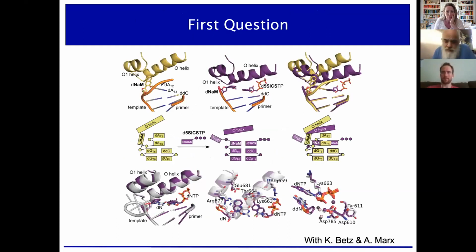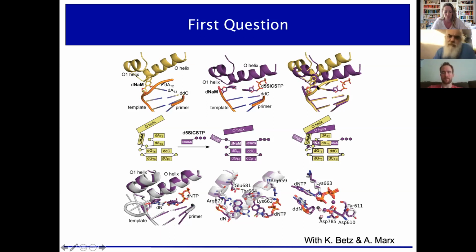So we collaborated with Andy Marks and his grad student Karen Betts at the University of Constance in Germany. And I'm going to just very briefly describe what we found. There's a variety of crystal structures, and here's the binary complex showing the polymerase. The only part of the polymerase I'm showing is the O and the O1 helix. That's the base of that fingers domain that I mentioned. Here's the primer and the template with our analog flipped out, stuck into a hydrophobic pocket at the base of the O helix. When you add the correct triphosphate, that unnatural in the template flips back into the developing duplex, and you get this large conformational change of the polymerase.